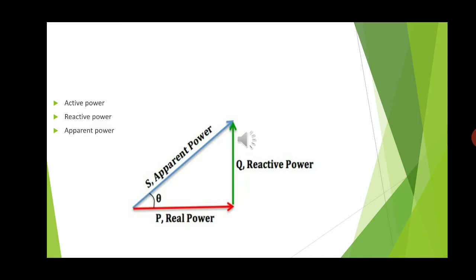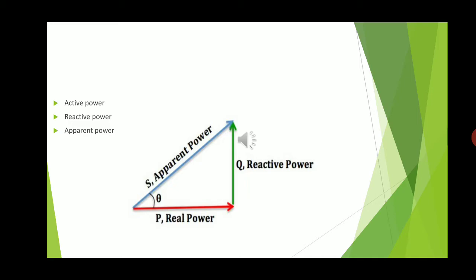Apparent power is what? Apparent power is the total amount of power in the system. It consists of both active power as well as reactive power in the system, and it is measured in volt amperes. Apparent power is always measured in volt amperes, and it is denoted by the capital letter S.